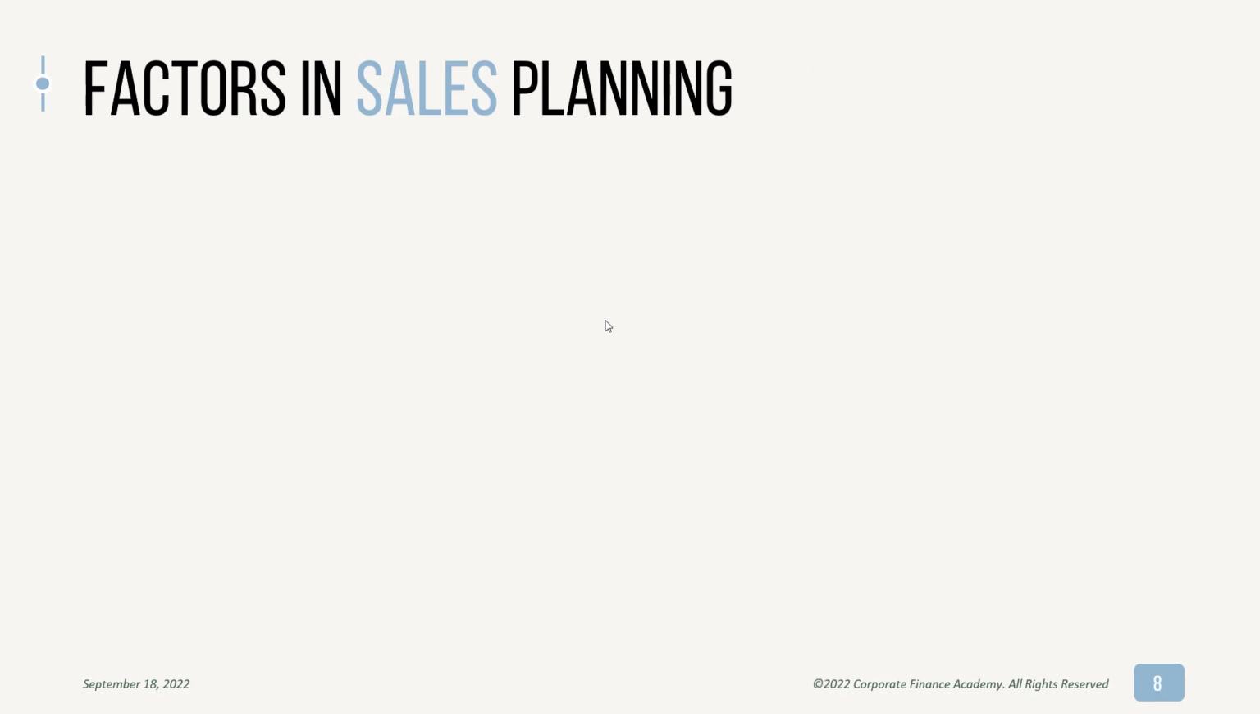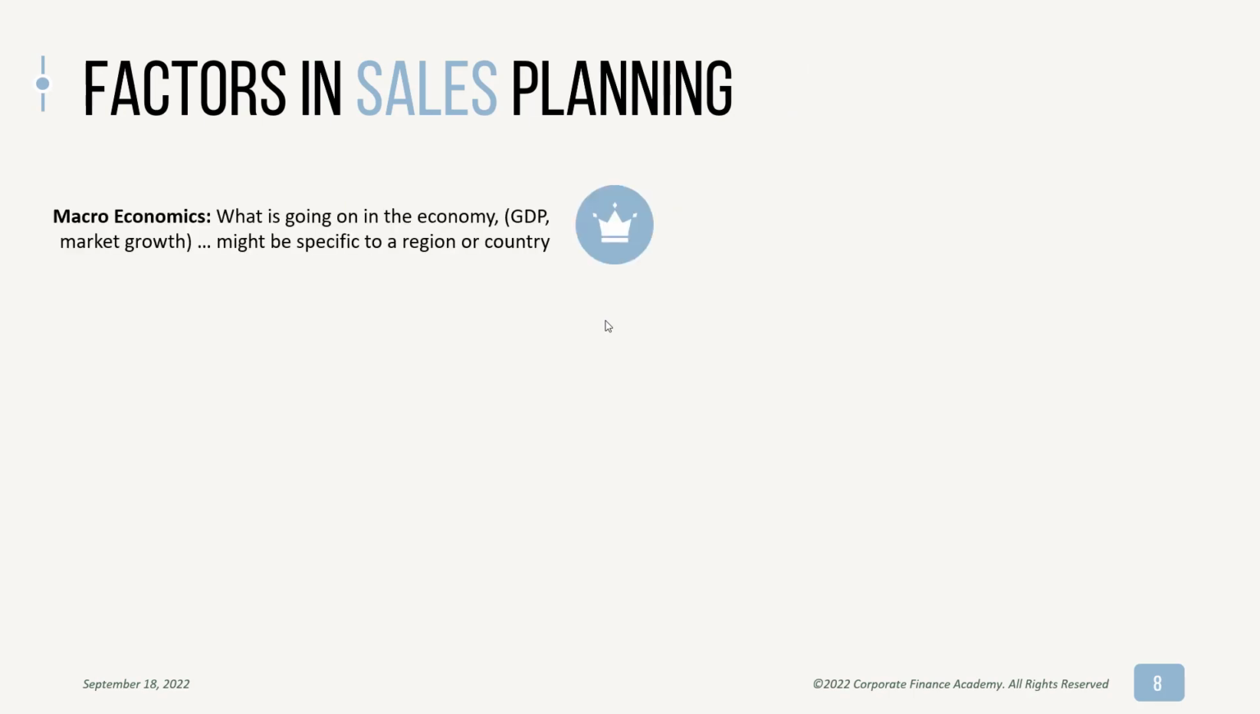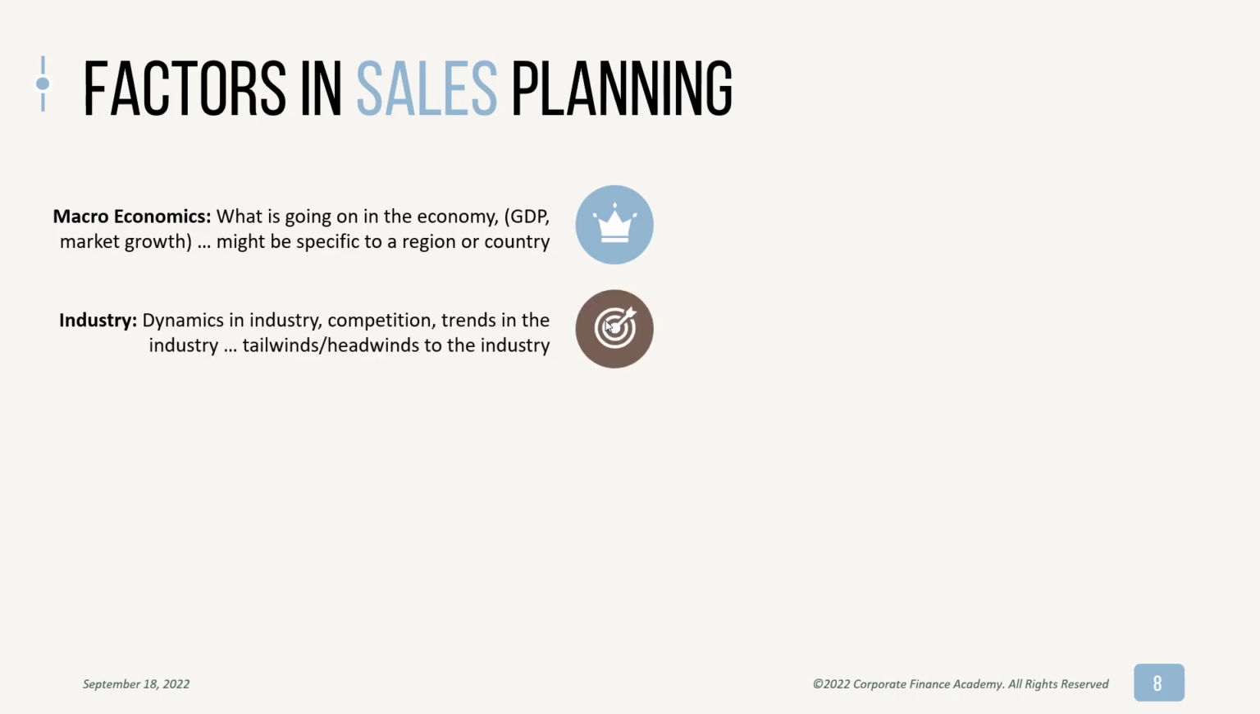So a few factors in the sales plan. First, macroeconomics. What is going on in the economy? What is GDP going to do? What is market growth going to do? And this might be specific to a particular region or country that you operate in. The industry. What are the dynamics in your industry? What is the competition doing? What are the trends in your industry? Are there different tailwinds or headwinds in the industry?